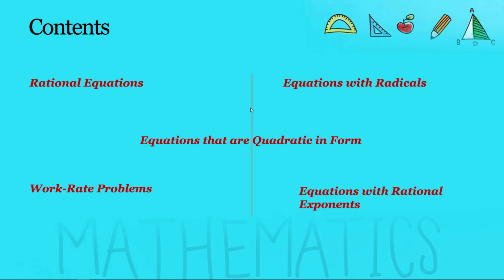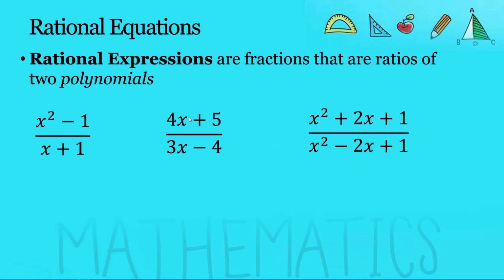We will then talk about equations with radicals, equations with square roots or cube roots, equations with rational exponents. Those are exponents which are ratios of two integers, and we will conclude with equations that are quadratic in form. So let's get going. So these are rational expressions.